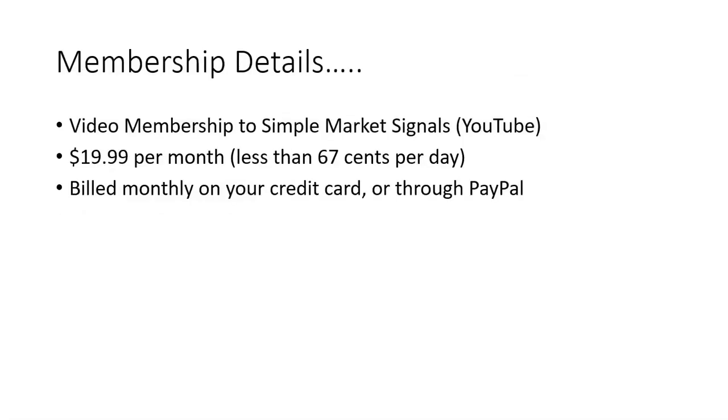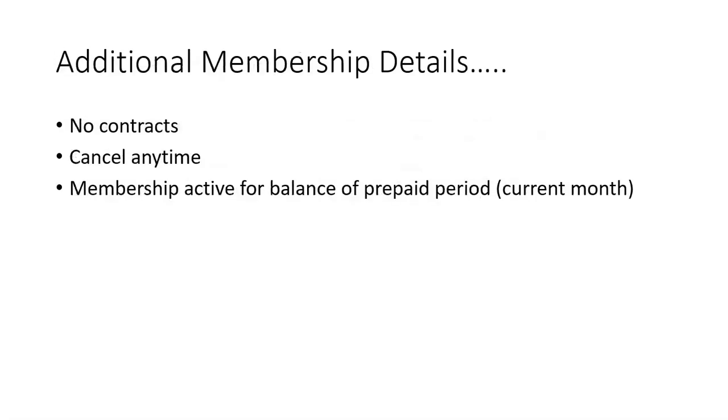So just to review the membership details, the video membership to Simple Market Signals through YouTube is $19.99 per month. That's less than 67 cents per day, and it's billed monthly on your credit card, or you can pay with PayPal. There are no contracts. You can cancel anytime, and if you do cancel, your membership will remain active for the balance of that current month, that prepaid period, but you won't be billed for the next month.